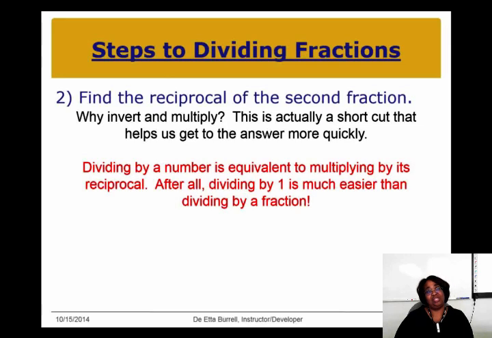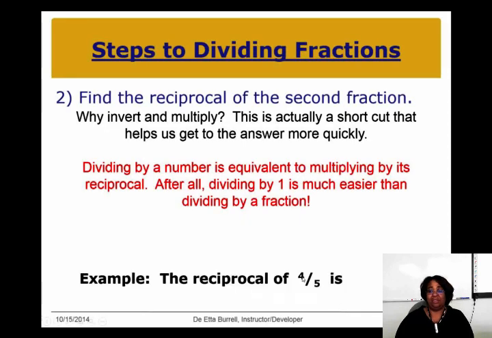So when you use that reciprocal, you've built in the 1, and you can go ahead and divide much quicker and easier. So you want to learn this strategy of keep, switch, and flip just to make your division of fractions easier.